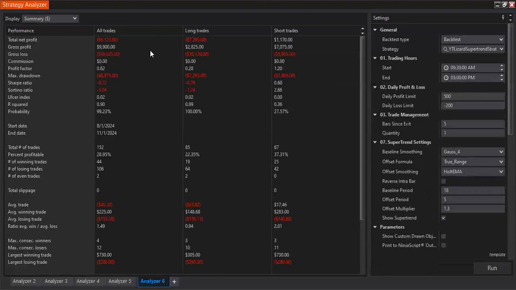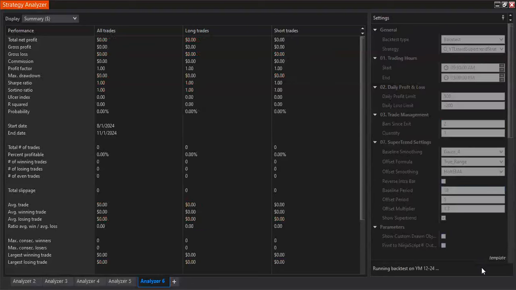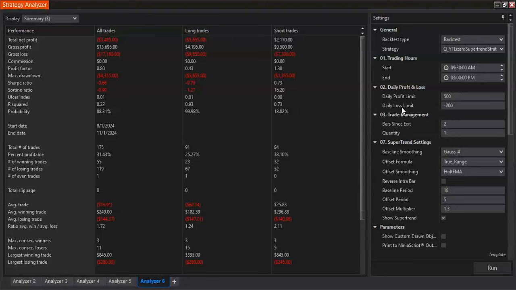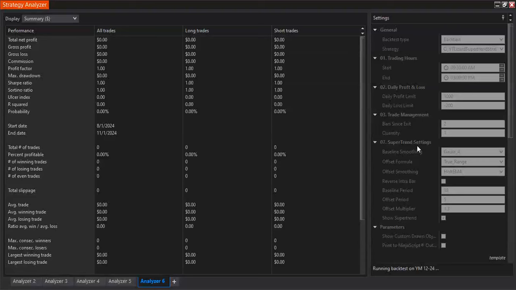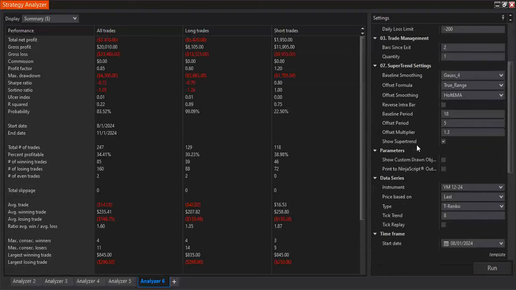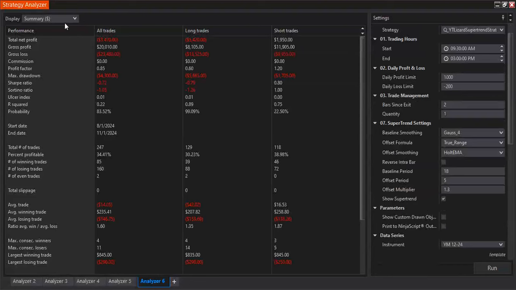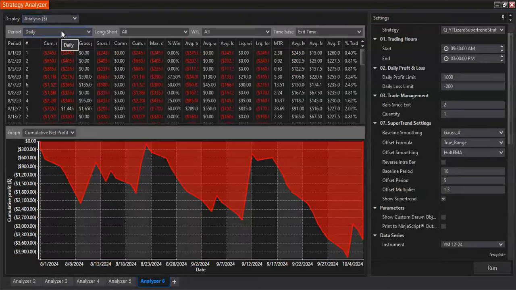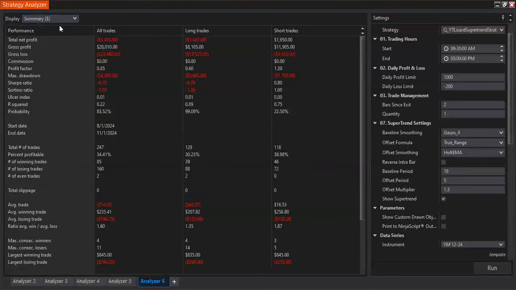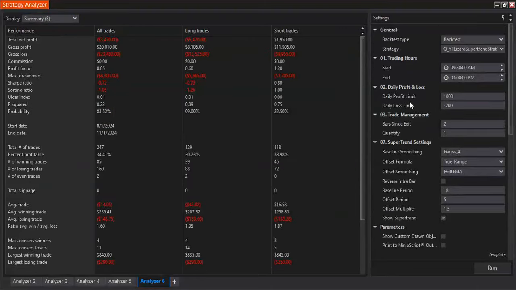Any worse, but at least you guys can see that the settings and everything we put in place is working. All right. Look at that. That's horrible. But once again, just an example of how to get your daily profit and loss set up in the strategy.